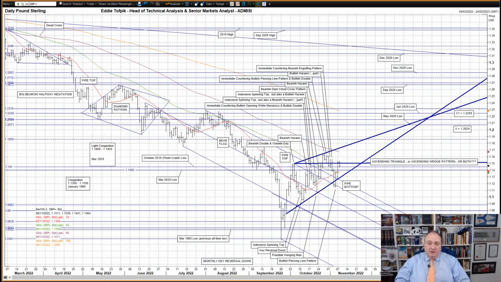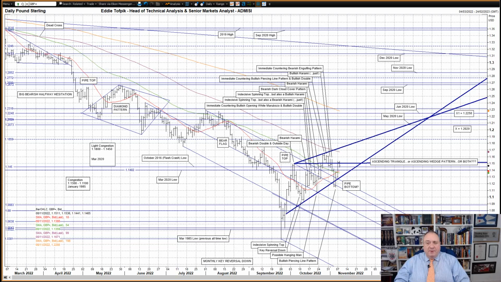Cable. A second market that is giving me a headache. Much as in euro dollar, there are two core patterns here, currently in operation. I've highlighted the relevant trend lines in blue to help visualize what is going on. We have a possible late September to date ascending triangle, currently 112.87 to 115.04, and also a possible September to date ascending wedge pattern, currently 112.68 to 117.30.